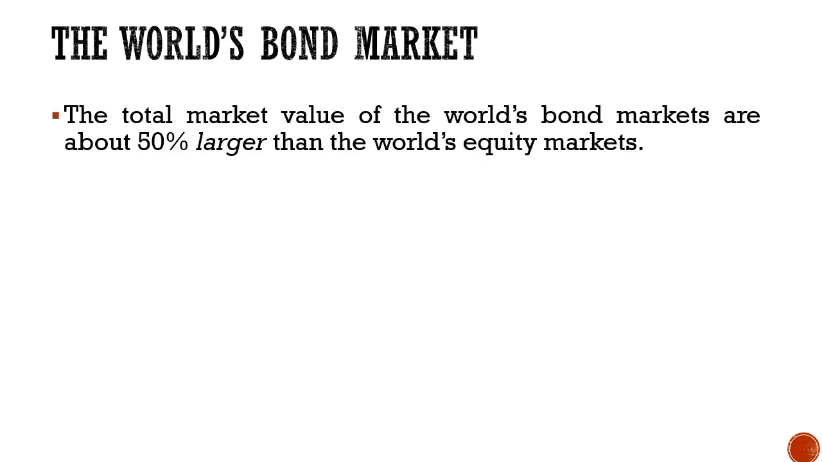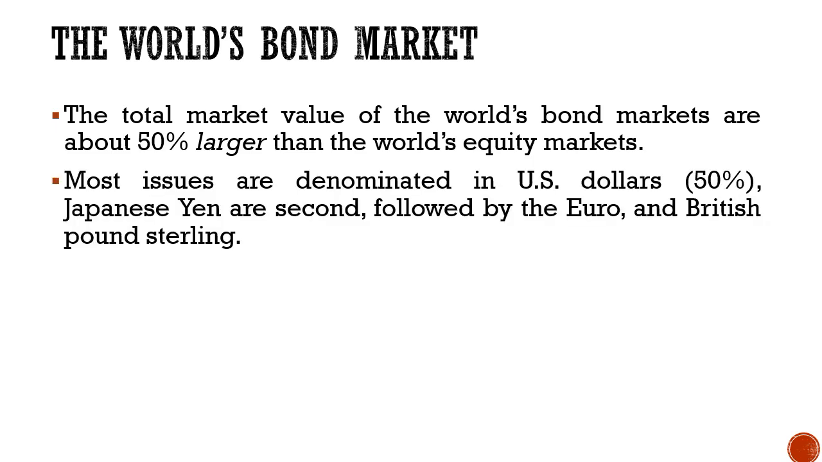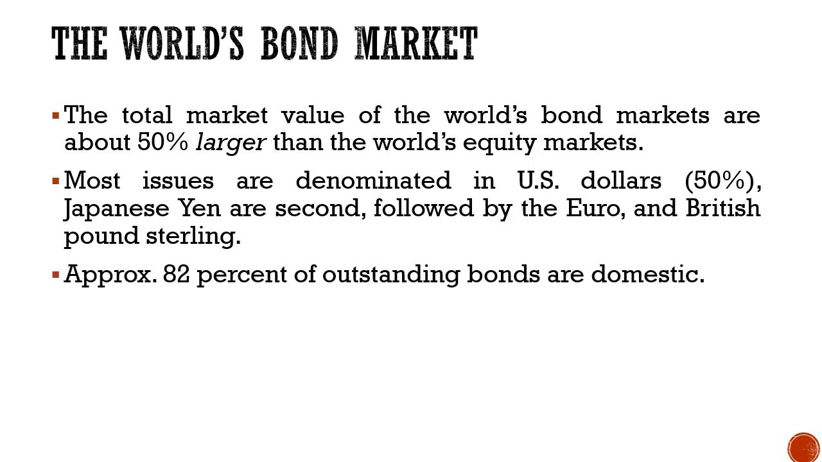Now let us go through the world's bond market. The total market value of the world's bond market is about 50% larger than the world's equity market. So it is much bigger than the equity market of the world. Most issues are denominated in US dollars, approximately 50%. Japanese yen is second, followed by the euro and the British pound sterling. Approximately 82% of outstanding bonds are domestic.